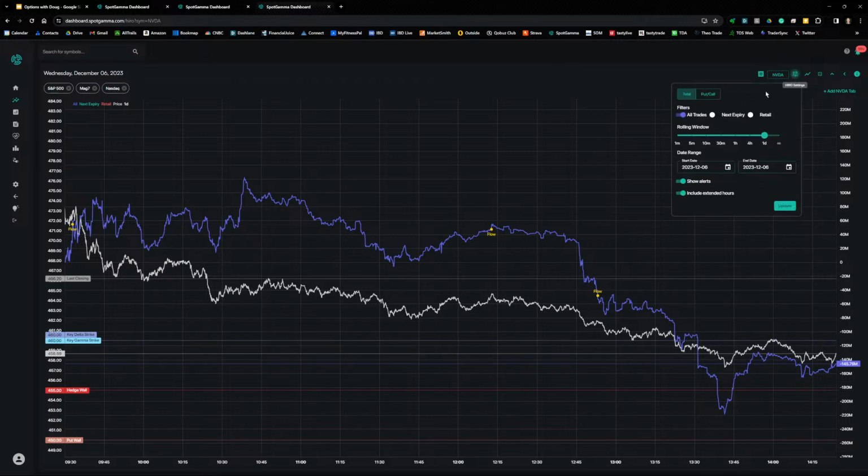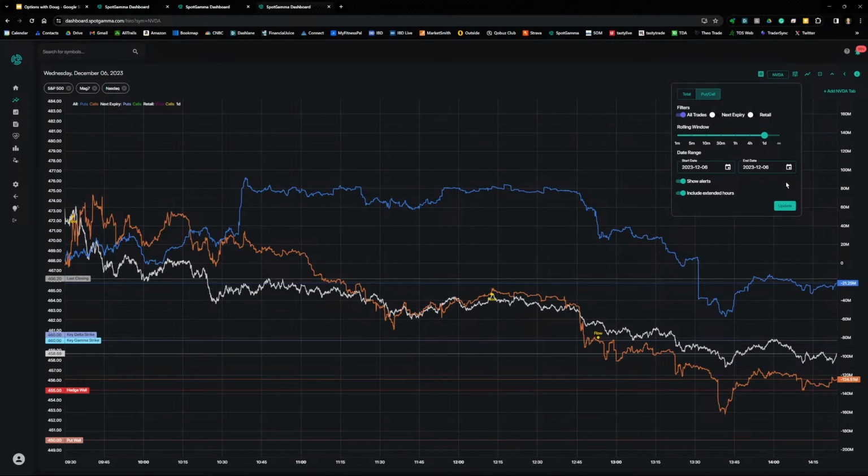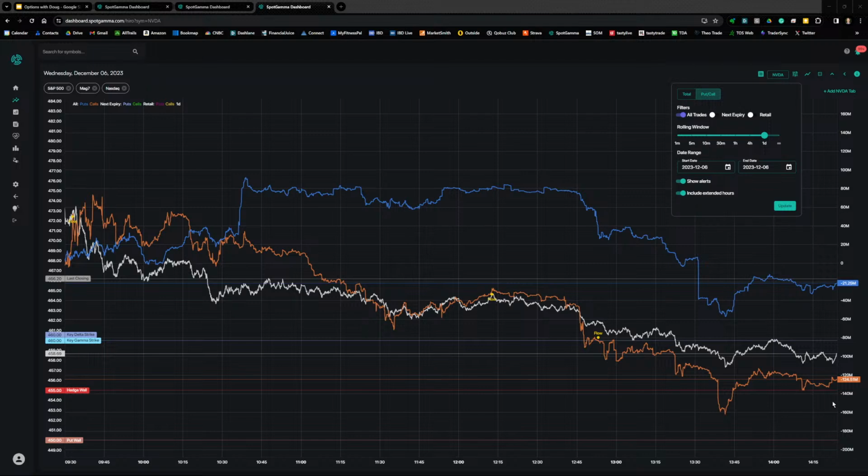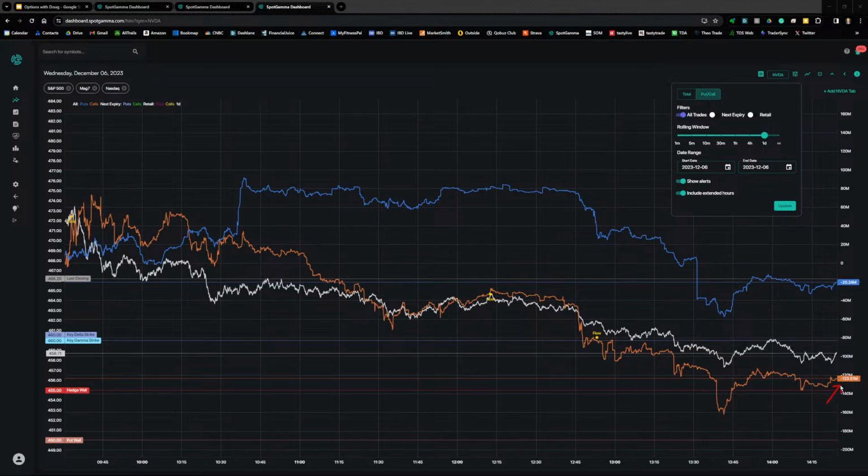Separate out puts and calls. So really it has been call sellers driving price today in NVIDIA. That's shown by the falling orange line. Note the notional value here for calls, minus 123.5 million, versus puts. They are buying puts, minus 20.2. So call buyers, call sellers, much more aggressive, driving price in NVIDIA today.